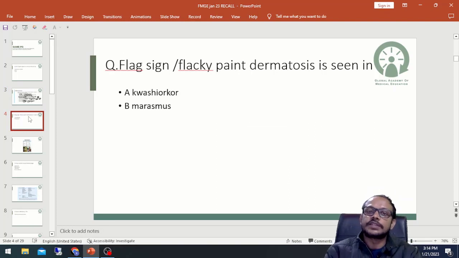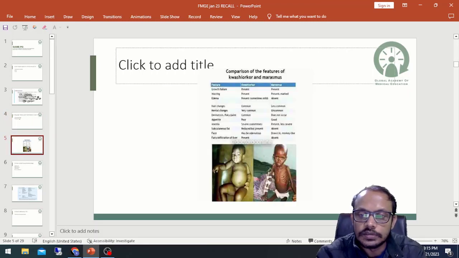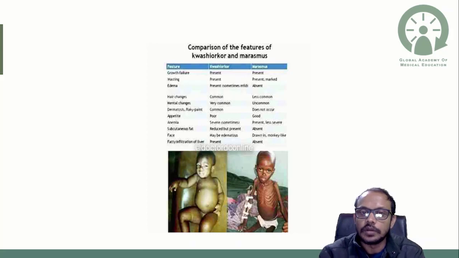Next question is: flag sign and flaky paint dermatosis is seen in. Flag sign and flaky paint dermatosis is actually a kind of malnutrition related disease, and many options were there. One option was kwashiorkor and another was marasmus. People often get confused between these. So, how can we differentiate between kwashiorkor and marasmus? I have tried to cover this topic.